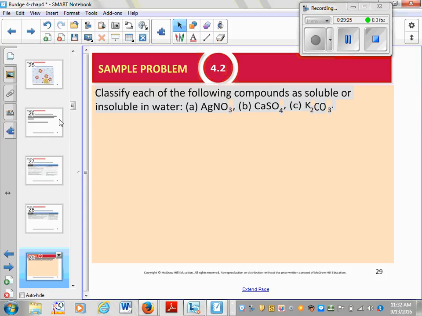And potassium carbonate. K is in what column? In the periodic table, it's in column 1. What did I say about all column 1? They're soluble.